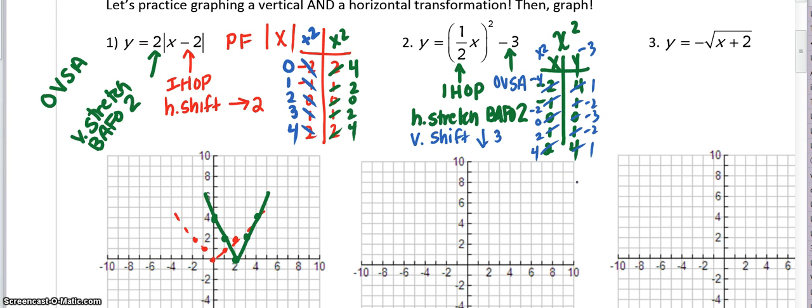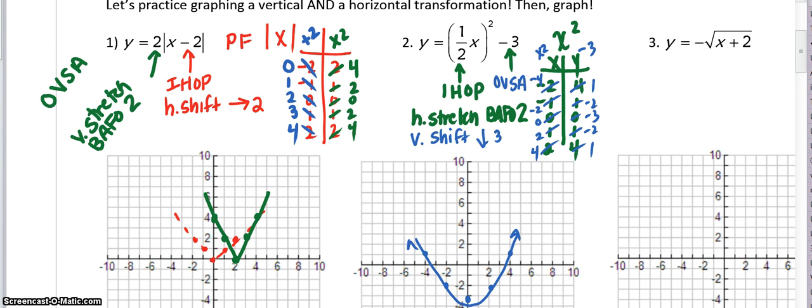So I plot these points. I have the point -4, 1. I have the point -2, -2. I have the point 0, -3. I have the point 2, a -2. And I have the point 4, 1. And there I have my new function.